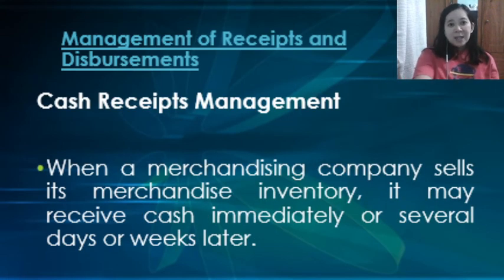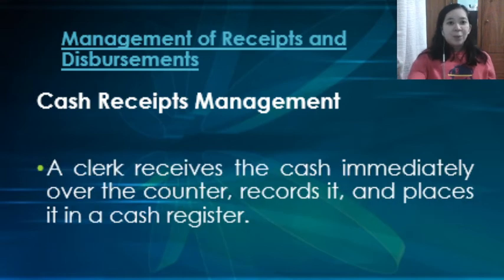So when a merchandising company sells its inventory, they will receive cash. Either they will receive cash immediately, or they can have it on credit and collect it over a week or on a later period. So in this case, the clerk receives the cash immediately. If that is sales on cash, they will record it and place it in a cash register.